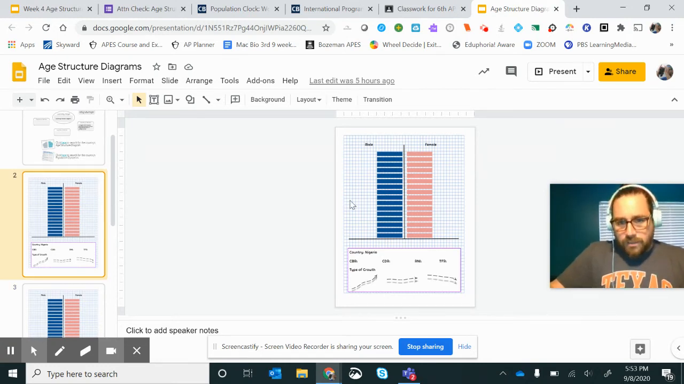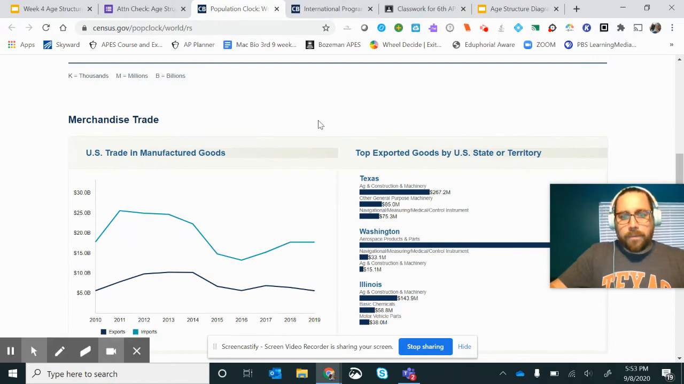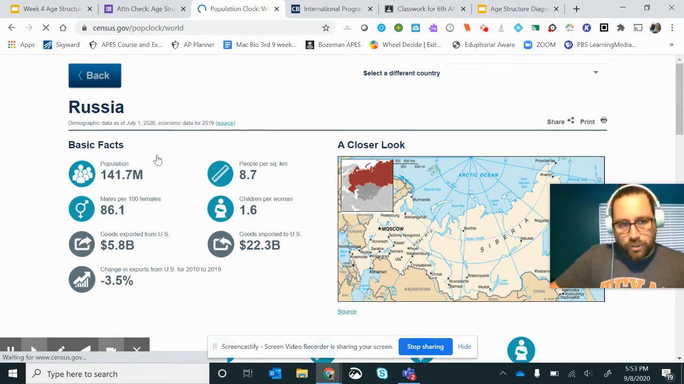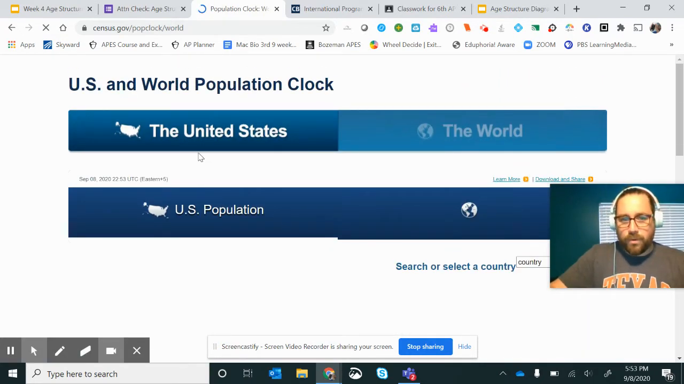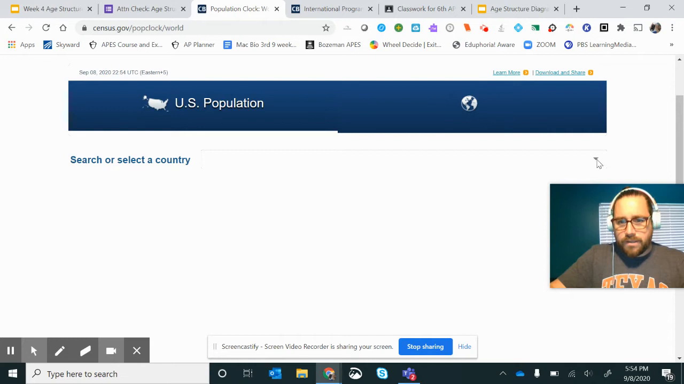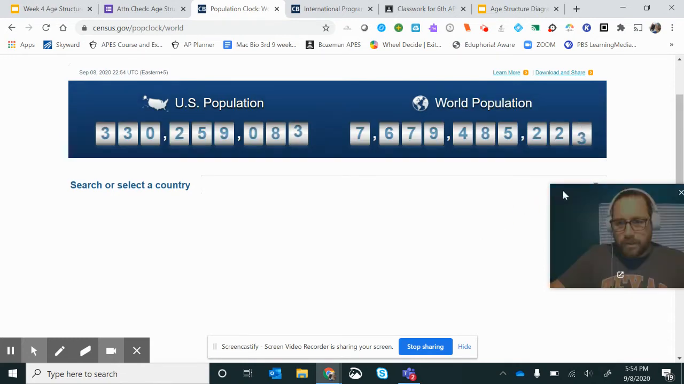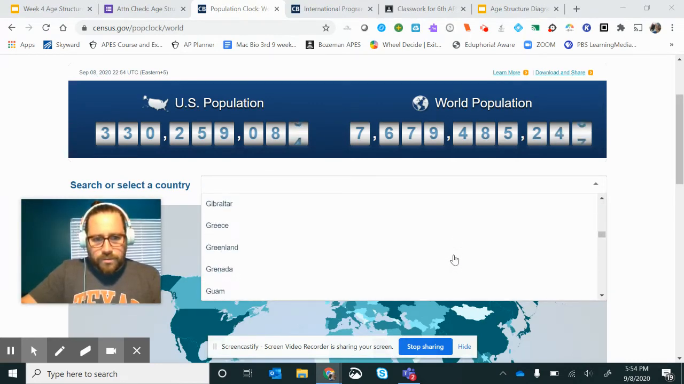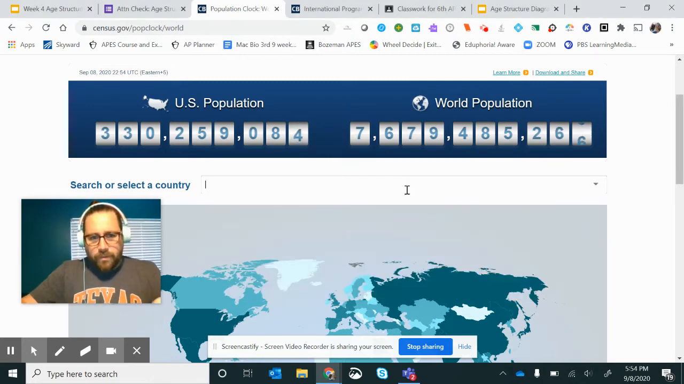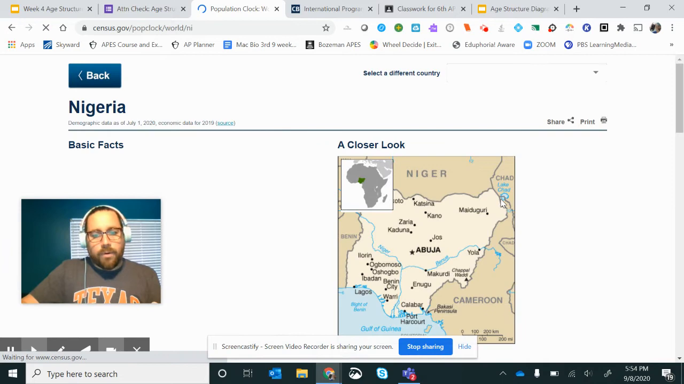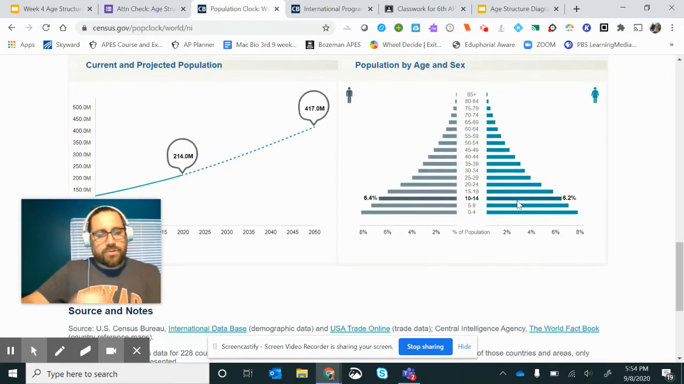Well, let's take a look at what Nigeria's actual population pyramid looks like. That's not Nigeria, so let me go back. That's Mother Russia. And this will be good because I make sure I'm in the world, not the US, and then I search for Nigeria. I scroll down. Man, look at that human population. Move, Marshall. So I scroll all the way down to Nigeria. There's got to be a way where I can just search it. And now I can go down and see what Nigeria's age structure diagram looks like.